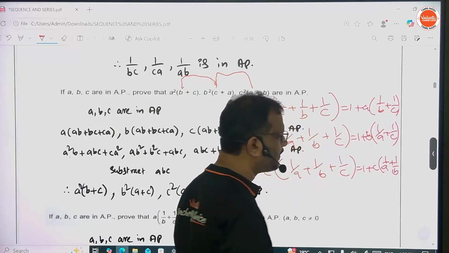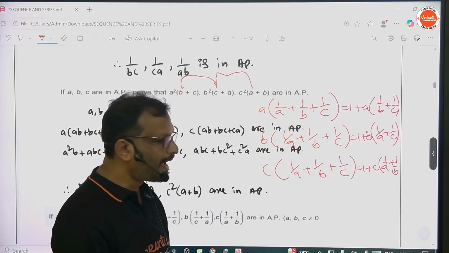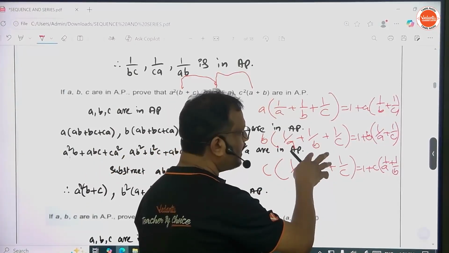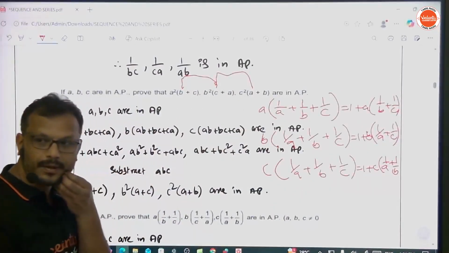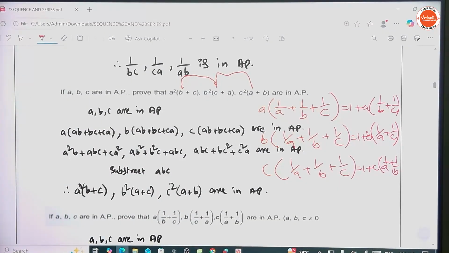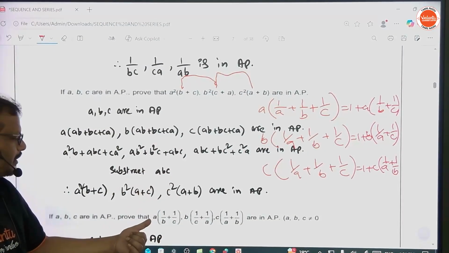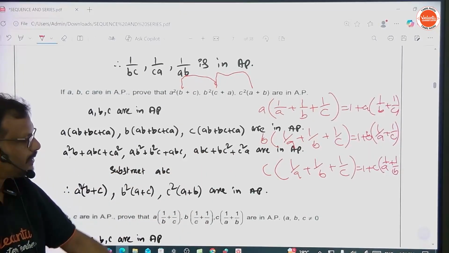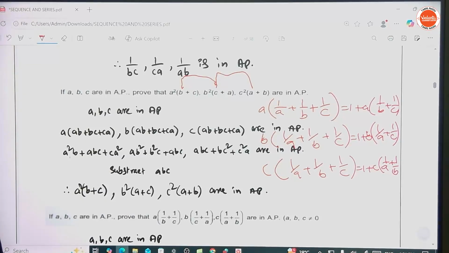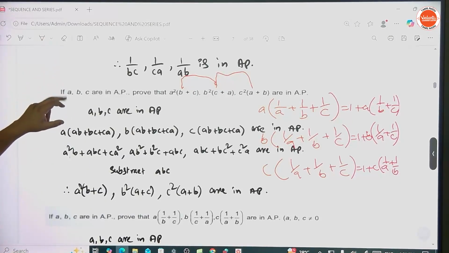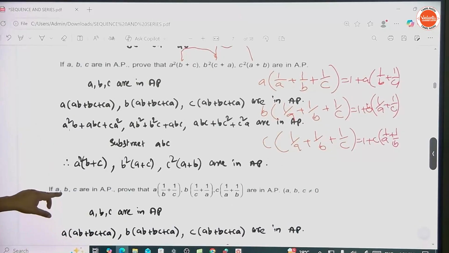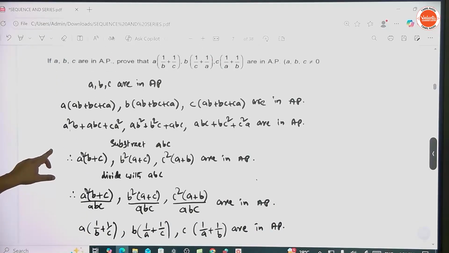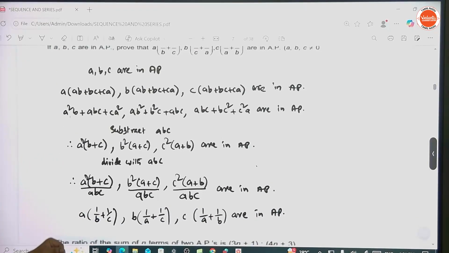Now that 1 we can cancel, can remove 1, if these are in AP only. If you remove the constant value, those numbers are still in AP only. So those numbers are: A into 1 by B plus 1 by C, B into 1 by C plus 1 by A, and C into 1 by A plus 1 by B. AP only. Okay. Just differently, just multiplying, dividing, like from the previous one, you can take that.